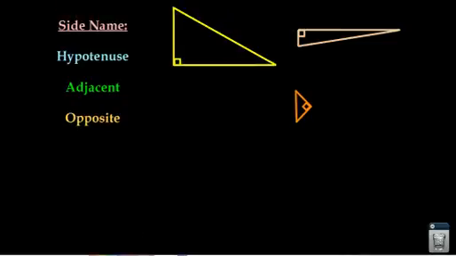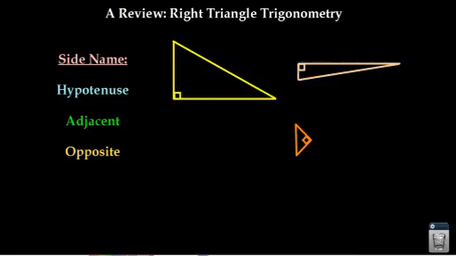Alright, so let's start with a review of right triangle trig. Okay, so the hypotenuse is probably the easiest one to explain because it's constant. It is always across from the 90-degree angle. This is the hypotenuse. Here's our 90-degree angle. Directly across from it is the hypotenuse.